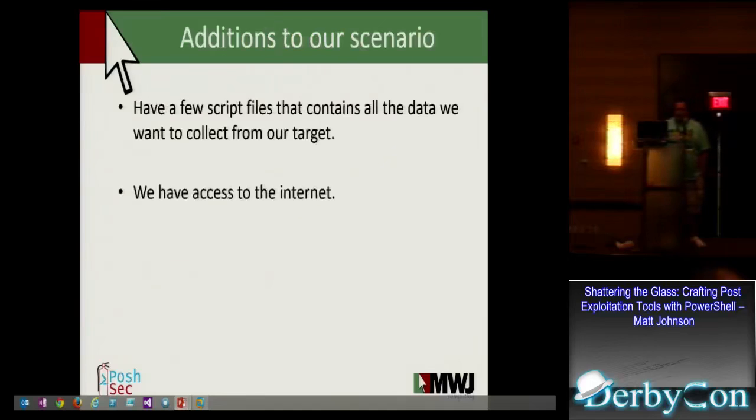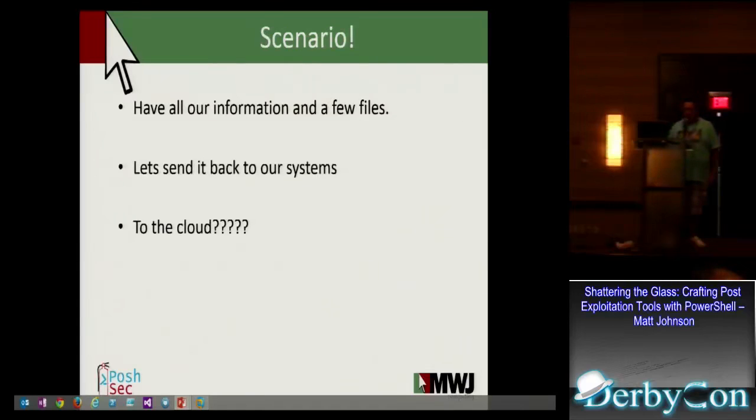Part of the scenario is that you've set this up, you started doing this before, and you have a couple script files that you've set up previously so that you have all the information that you want to attain from your target. And we have internet access. It's the perfect world, so we'll give ourselves that. And so we're going to have all our information. We need to get it back to ourselves somehow, and the cloud could be involved or not.